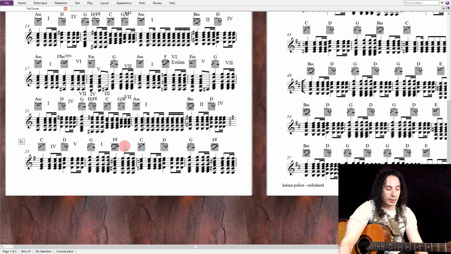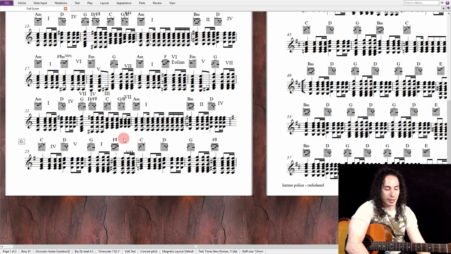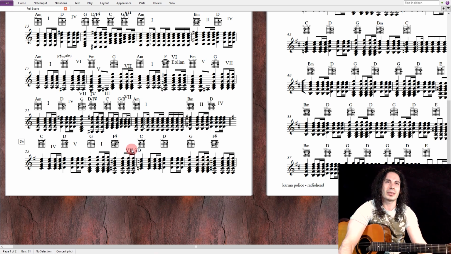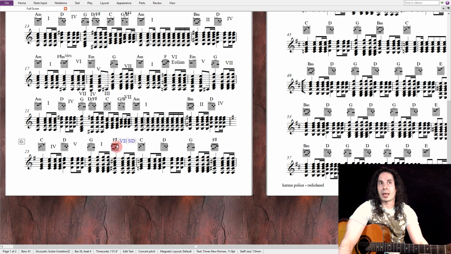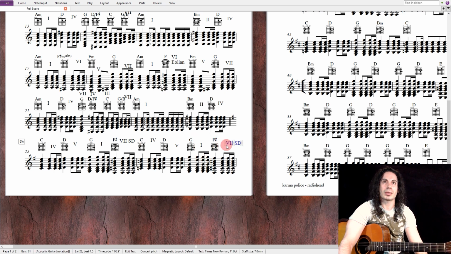So this is the 7th secondary dominant. Okay, this is not very used, but here it is. A broken cadence, and then it goes back to C. D is the 5, G is the 1, and again we have our secondary dominant that does not resolve.